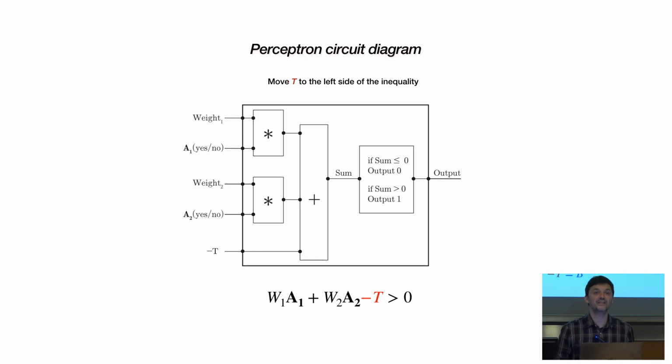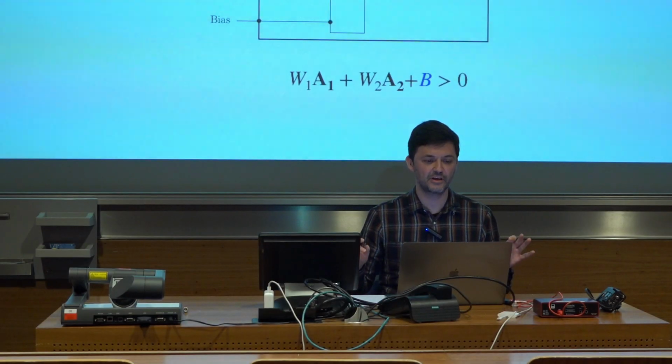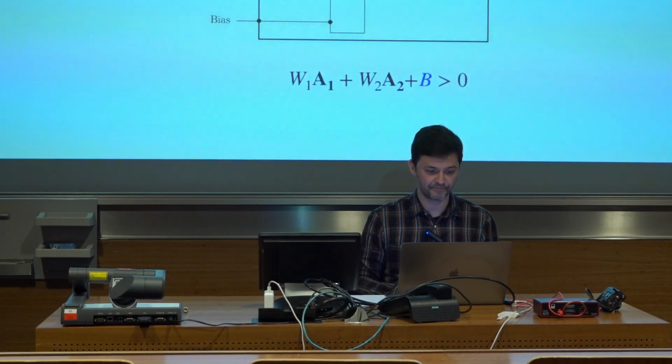Now, this negative threshold, let's call it b. And this b means bias. So let's replace negative t with b. When we do that, we have this expression W1A1 plus W2A2 plus some kind of bias is greater than 0. And this is now a fully working perceptron circuit diagram.